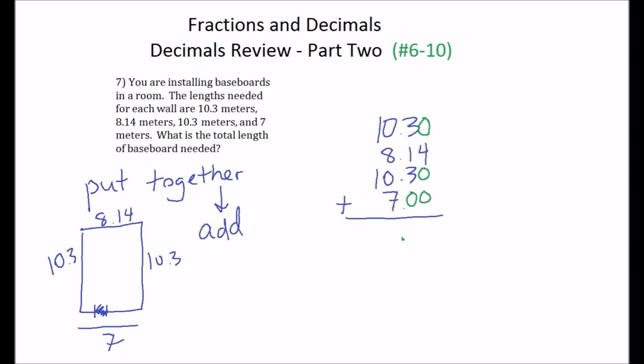And now as I look in the hundredths place, I've got 0 plus 4 plus 0 plus 0. So that's going to give me 4 in the hundredths place. In the tens place, I've got 3 plus 1 plus 3 plus 0, gives me a total of 7. And then in the ones place, I've got 0 plus 8 plus 0 plus 7, gives me 15, and I've got to carry a 1. And now in the tens place, I've got 1, 1, and 1, which is going to give me 3. So finally, let me rewrite that so maybe it's a little bit nicer.